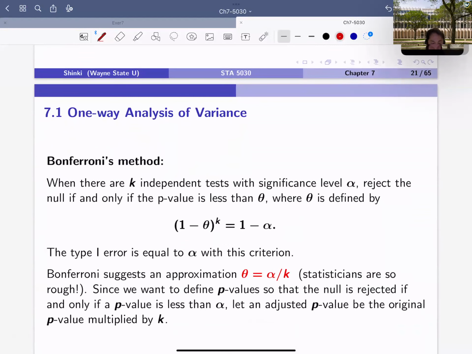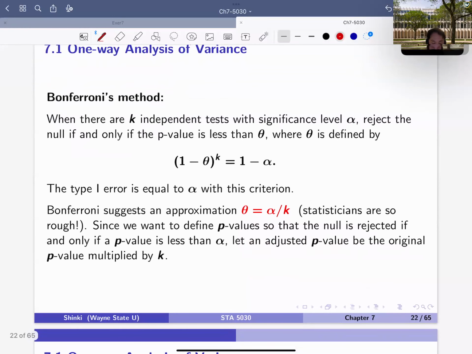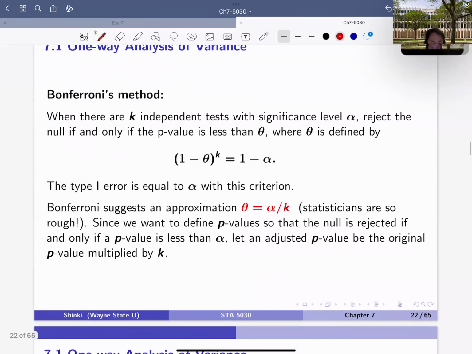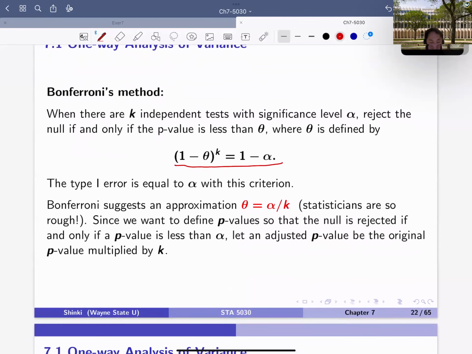Suppose that we have k independent tests, maybe with a slightly different assumption from the all-pairwise case because all pairs are somewhat correlated. But suppose we have k independent tests with significance level alpha each, and we reject the null hypothesis if and only if the p-value is less than theta, where we define theta as the number such that (1 minus theta) to the k-th power is 1 minus alpha.